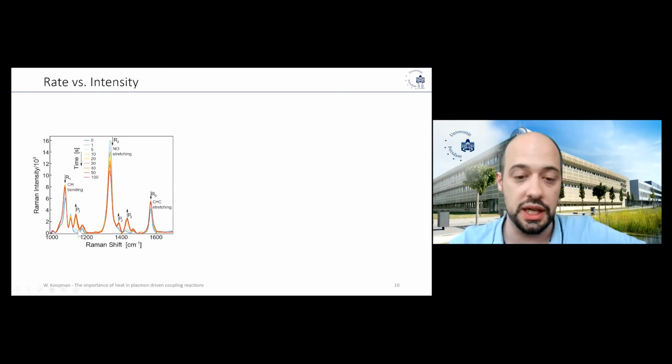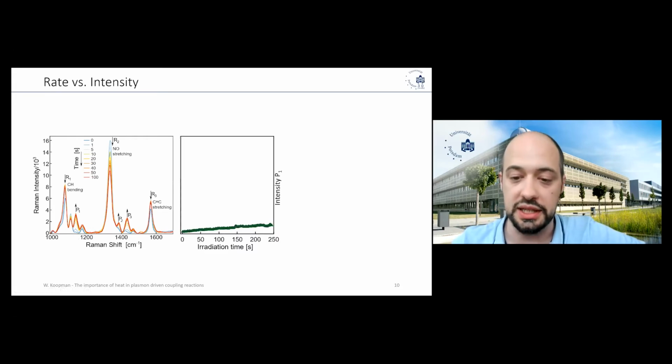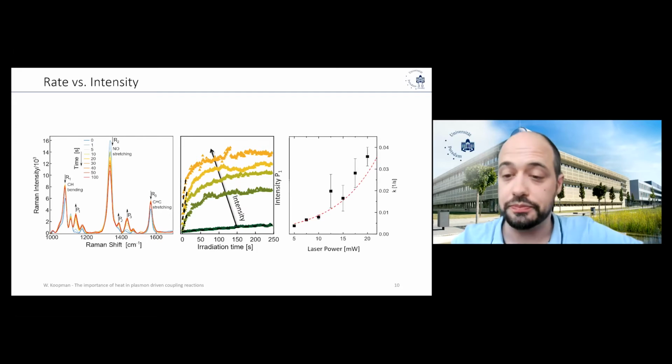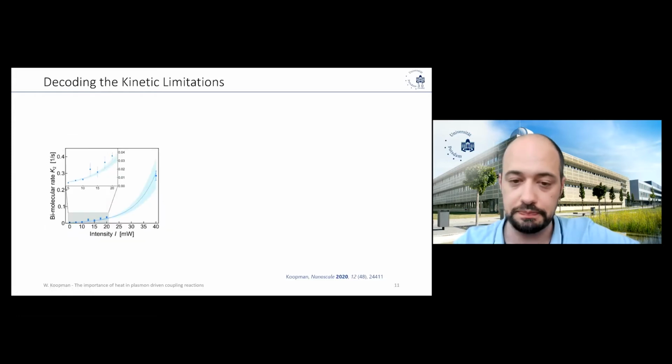And now we took the P1 peak and we plotted it against time. So this is just the maximum of this peak, and we did this for different intensities. And as you can see, obviously already from these measurements, the rate goes up. And you can now plot the rate for different laser powers against the laser power. And you see this kind of exponential increase that somehow tastes like temperature already.